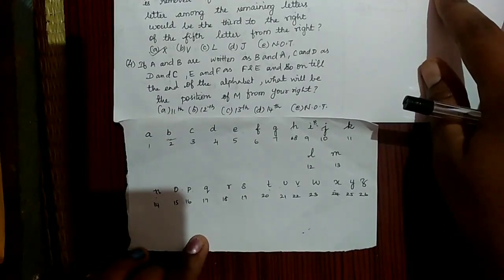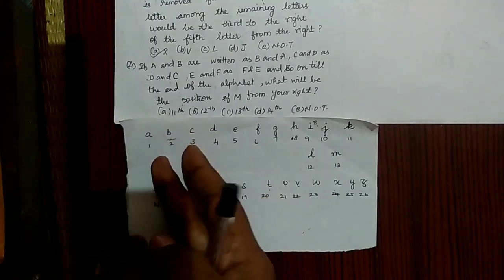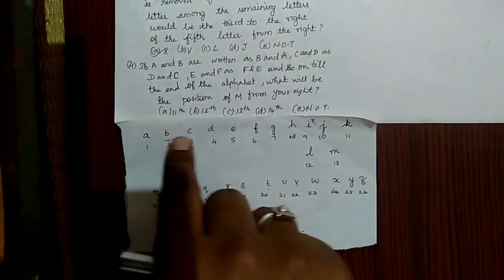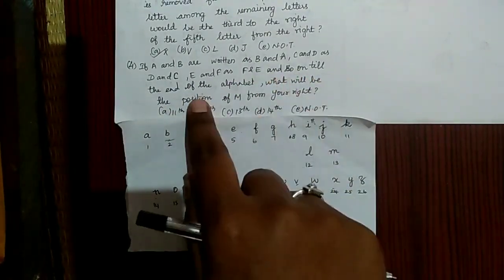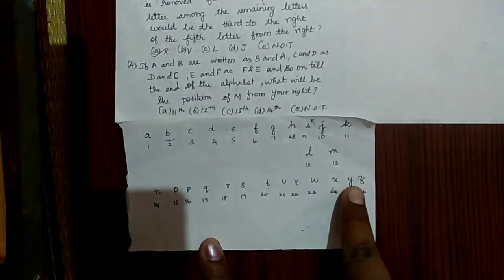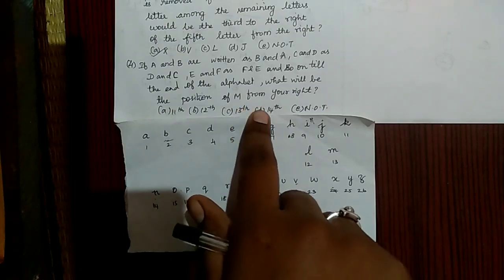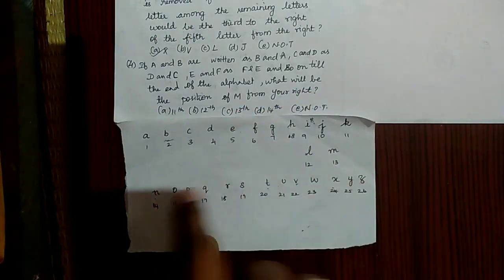If A and B are written as B and A, they are just interchanging the position of alphabets. Okay, and C and D as D and C, E and F as F and E, and so on till the end of the alphabet, that is till X, Y and Z. What will be the position of M from your right? While we are checking from our right, what is the position of our M?